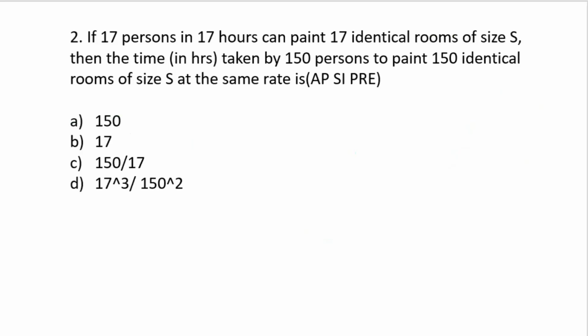So let us see the next question. If 17 persons in 17 hours can paint 17 identical rooms of size S, then find the time taken by 150 persons to paint 150 identical rooms of the same size. So how many men are there? 17 persons are there. They are taking 17 hours and they are painting 17 identical rooms. So the work done by them is 17. And here how many persons are there? 150 persons and they are painting 150 rooms. So what is the hours? We have to find out.